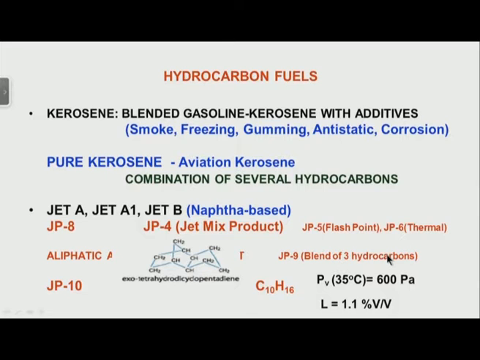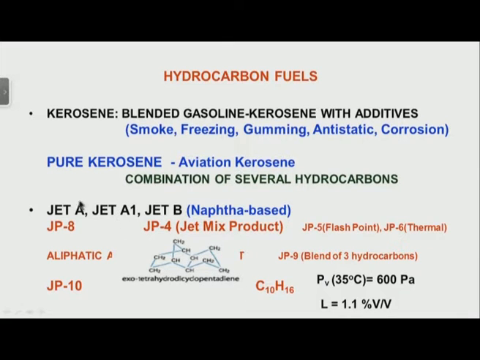hydrocarbon fuels and one particular aliphatic aromatic substance which is known as cyclopentadiene, and it consists of a cyclopentadiene chain. It is essentially exo-tetrahydrocyclopentadiene. It is a pure substance, a pure compound, C10H16.